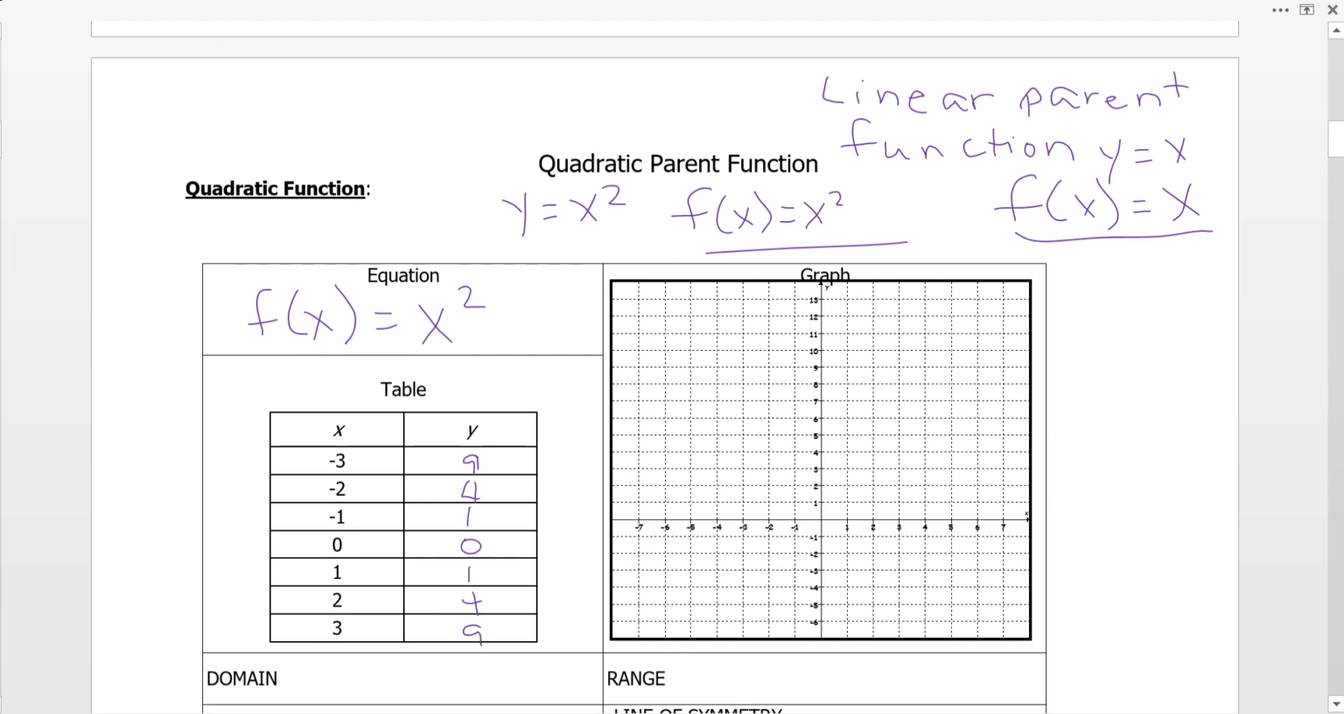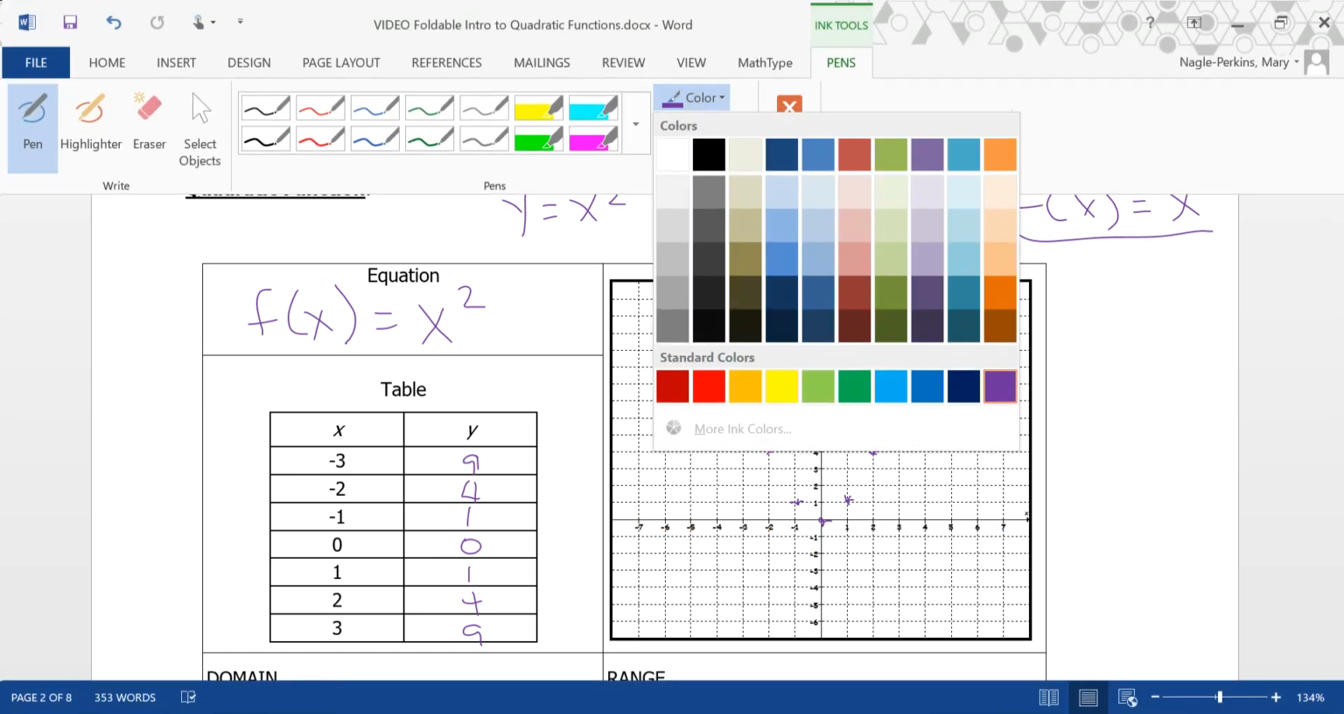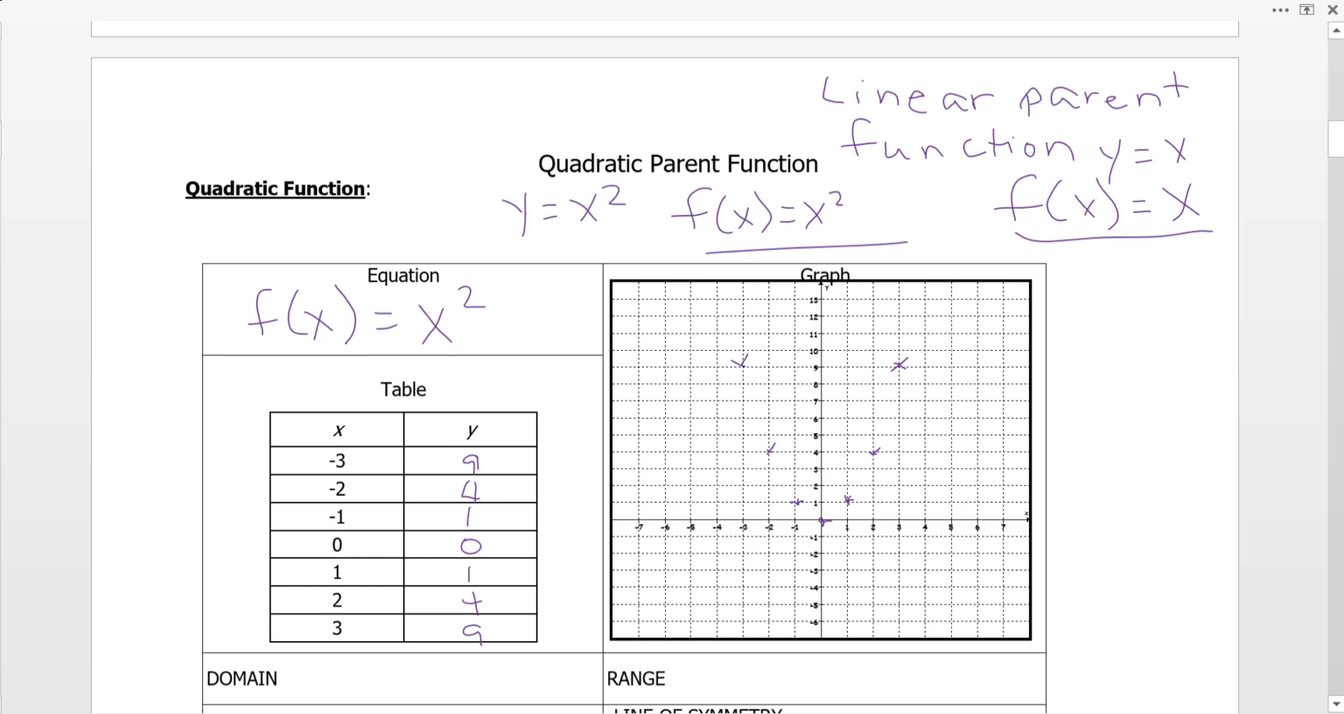So as you can tell, we're going to have a point at 0, 0, a point at 1, 1, and a point at -1, 1. I don't know how to make those show up better. I have a point at 2, 4, and a point at -2, 4. I have a point at 3, 9, and a point at -3, 9. So it makes this great parabola shape. You're supposed to try to make a really smooth line.